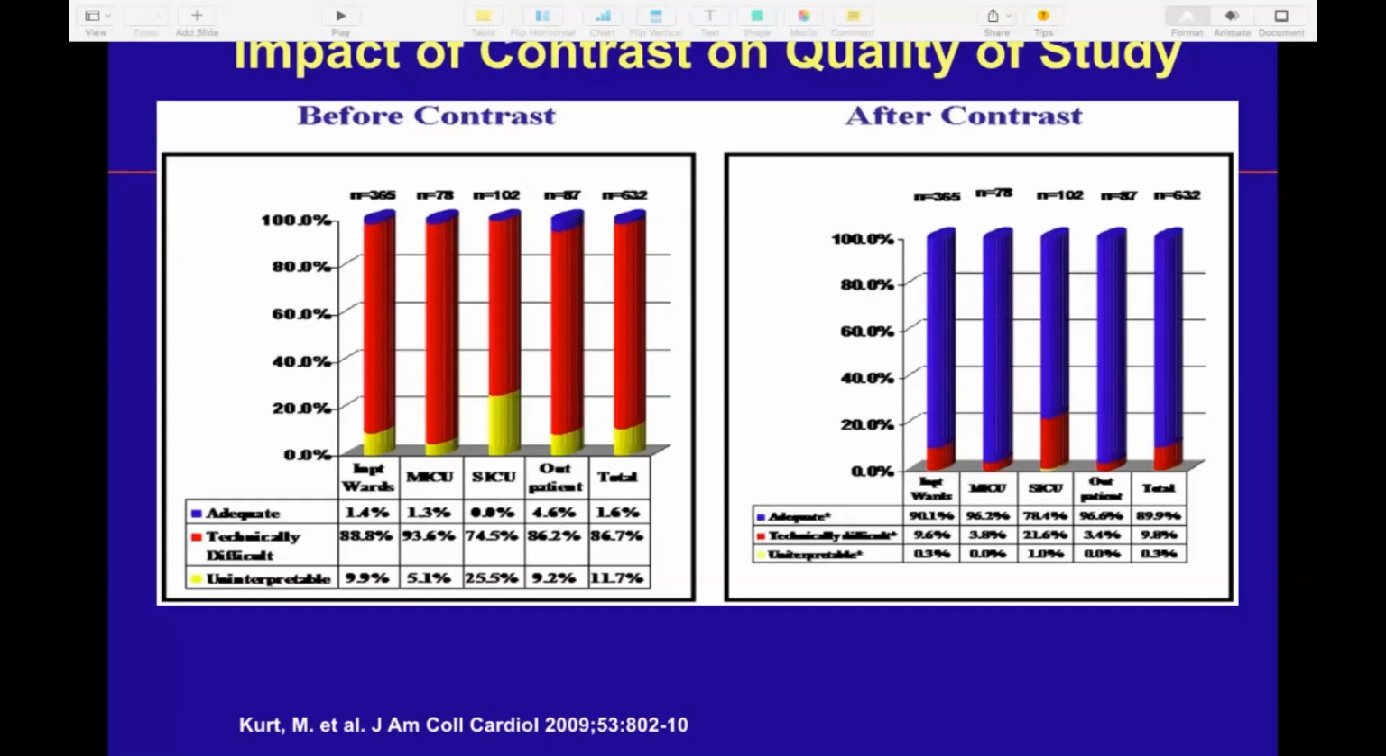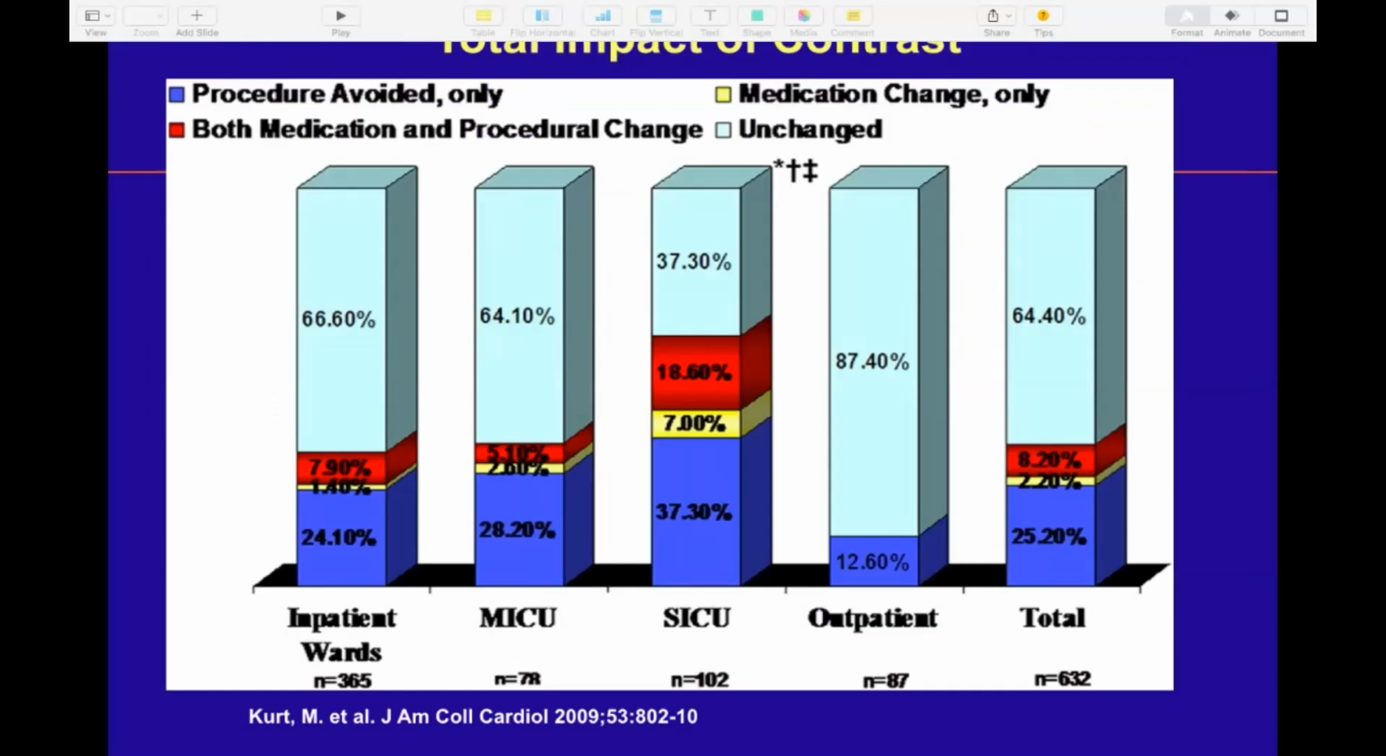The most challenging patients, where the studies are uninterpretable, in this particular study, and I think all of us would agree, are the patients in the surgical ICU with all their dressings and so on. But the moment you give contrast, you can see you practically wiped out the uninterpretability, even in the toughest of these groups. And then when you looked at total impact on the patient, looking at additional procedures avoided, medication changes made, and the combination of both medication and procedural changes, you can again see that here is the sickest of the population, and that is where contrast had its maximum impact, where both medication and procedural changes were very impactful.